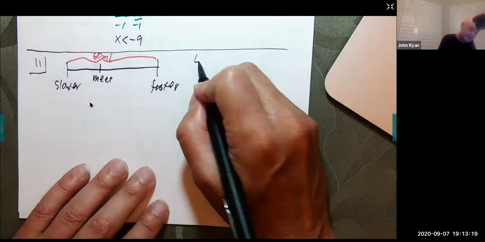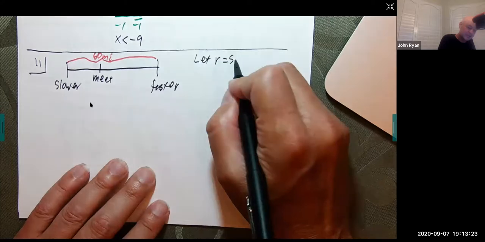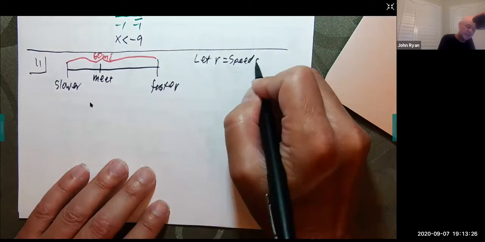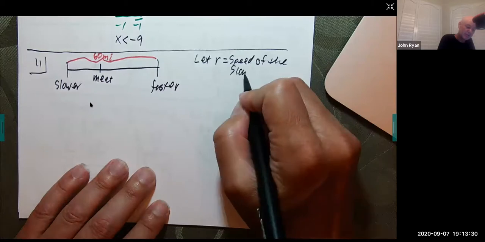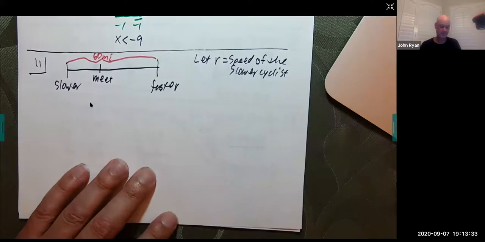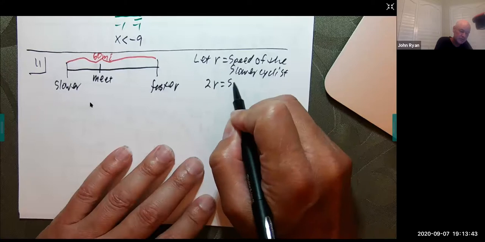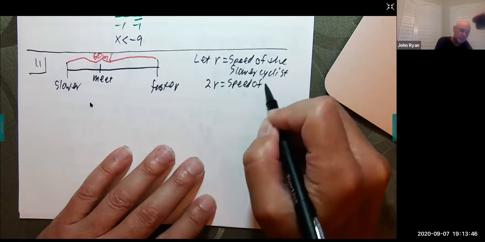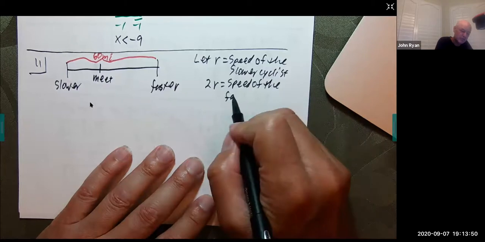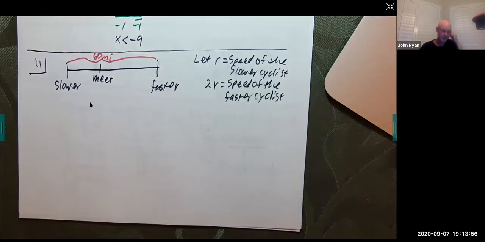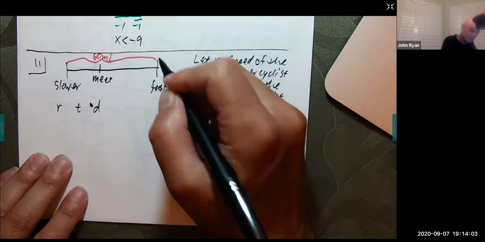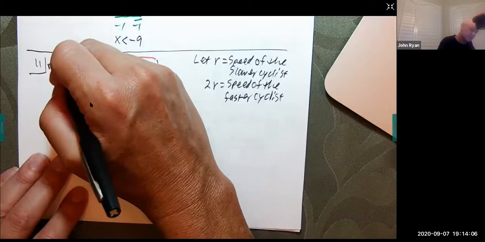As they indicate, I'm going to let r represent the speed of the slower cyclist. And the problem says that the faster one is actually going 2 times as fast as the other. So 2r is going to represent the speed of the faster cyclist. And I like using a table. And we, of course, are going to be using our old friend, rate times time is distance.